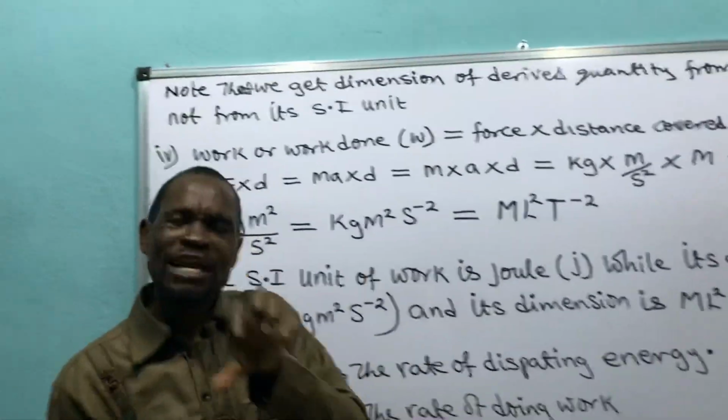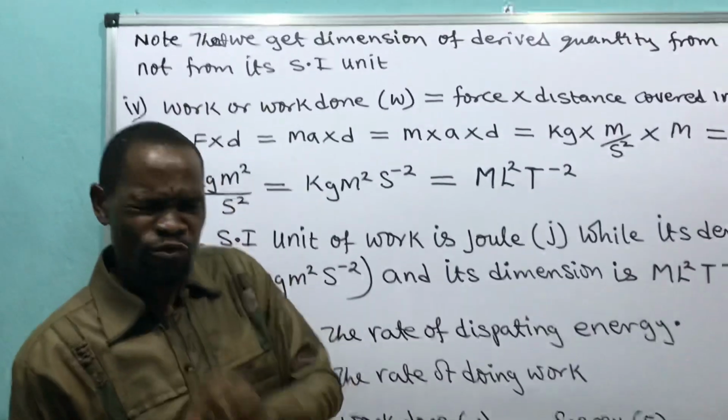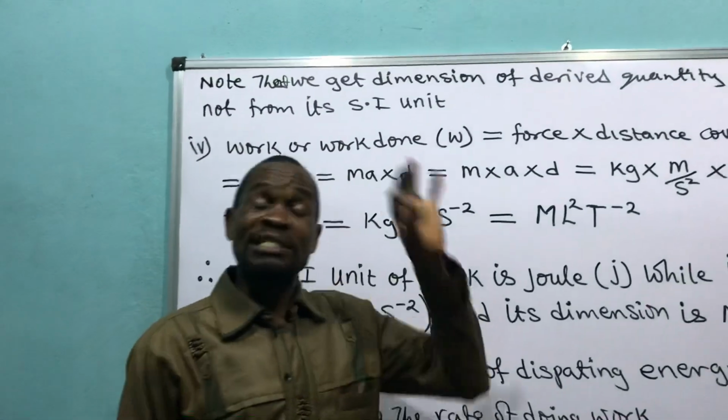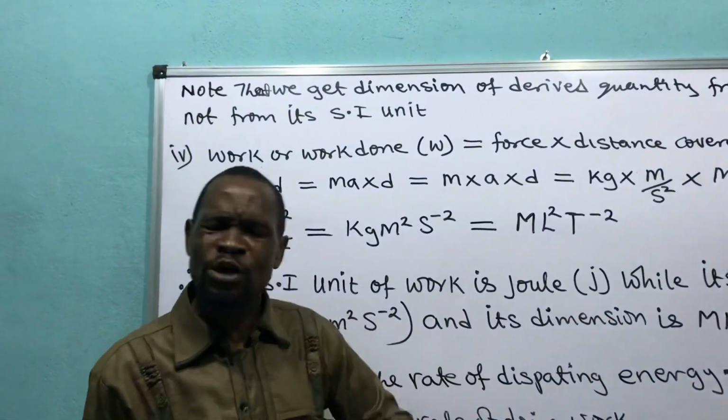You see that the SI unit of force is different from its derived unit. The SI unit of force is nothing but the derived unit of force, which is kilogram meter per second squared.